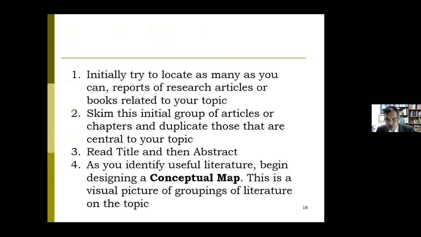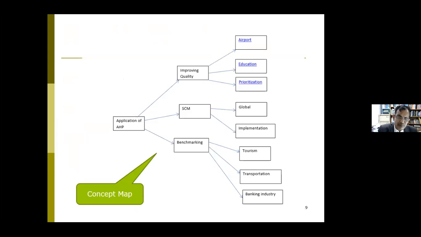We can also develop a conceptual map. A conceptual map is something like this: application of analytic hierarchy process, that is my most favorite method. This method has been applied to many areas, let's say improving quality, supply chain management, benchmarking. Now, improving quality, the AHP has been applied in airport quality improvement, in education quality improvement, and in prioritization, to prioritize certain factors in improving the quality of anything.